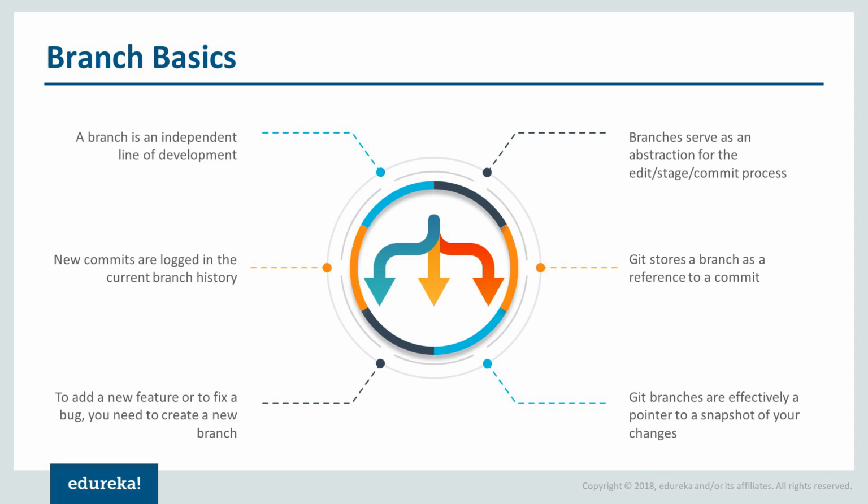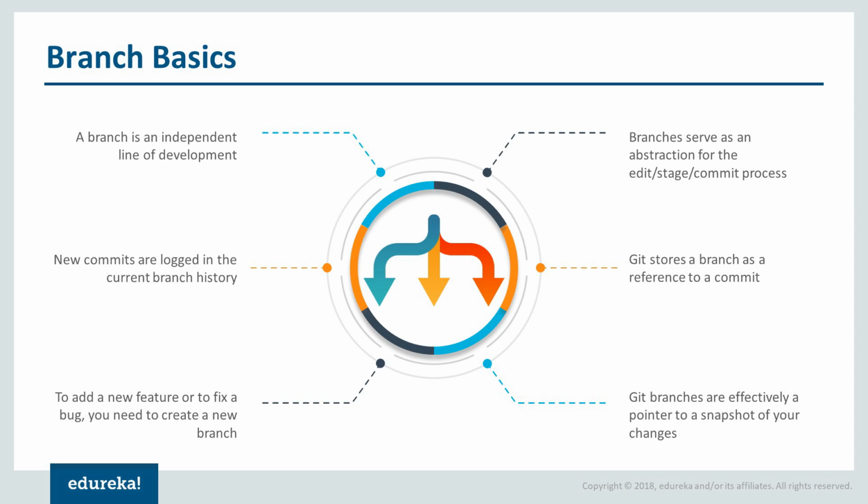So we have been using the term Git branches a lot. Let's look into what a branch means. A Git branch is essentially an independent line of development, which means that you can take advantage of branching when working on new features or bug fixes, because it isolates your work from that of other team members. Branches serve as an abstraction for the edit, stage, commit process.